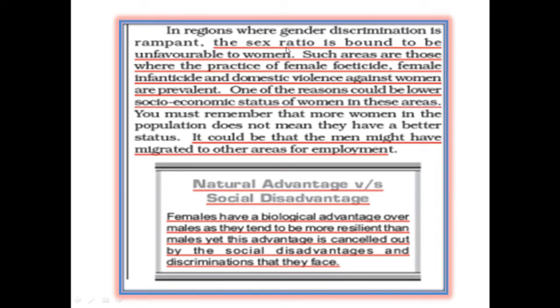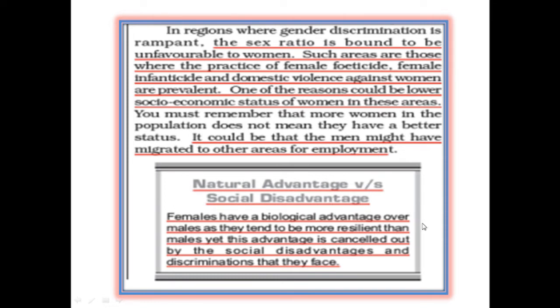I have underlined some important points. So please read all these important points carefully. These underlined lines are very important. Please read it carefully. Natural advantage versus social disadvantages.